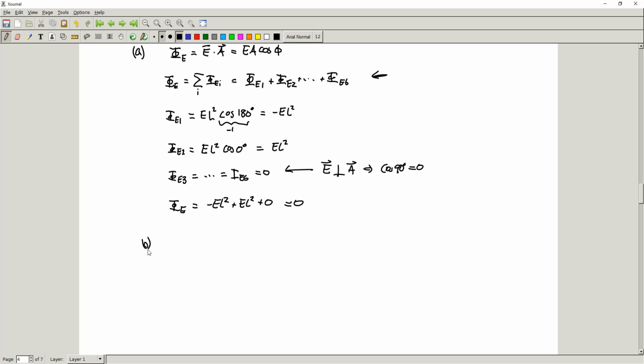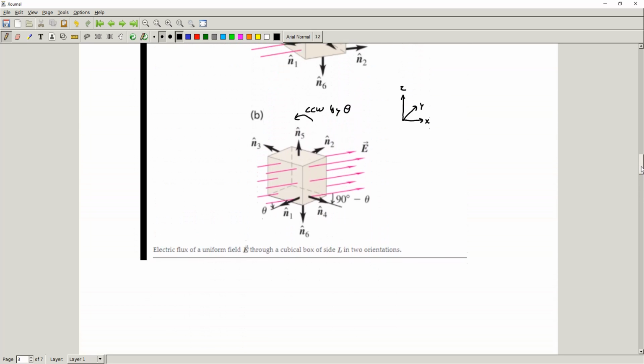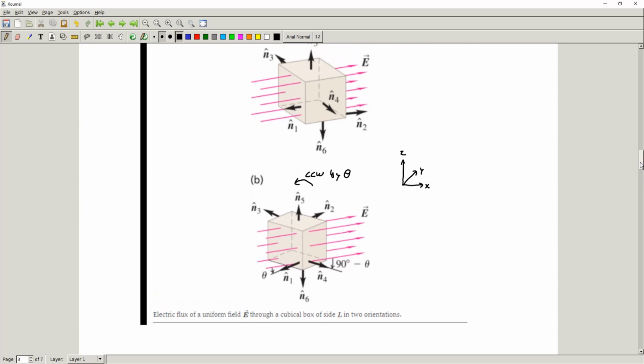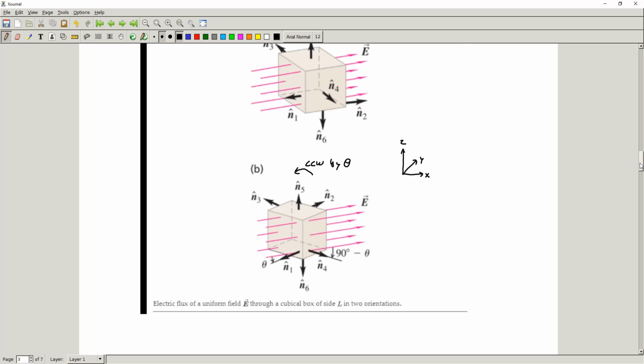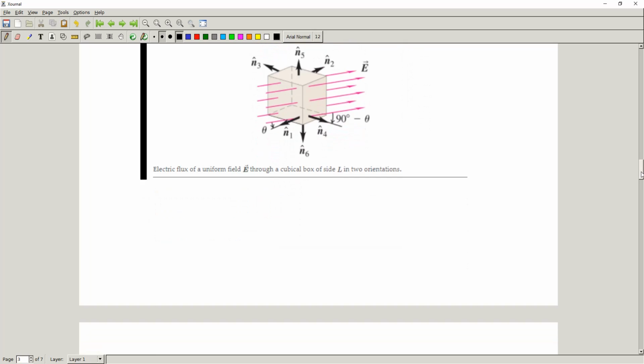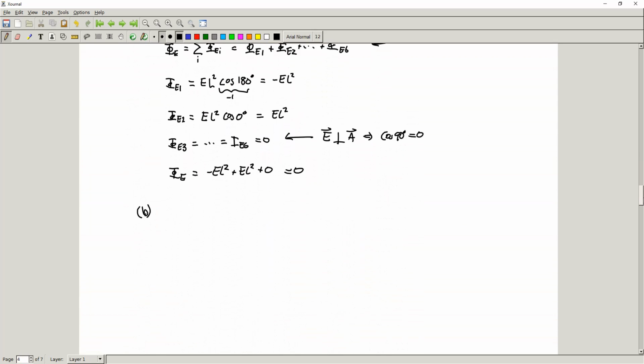So for part B, again, we need to sum up all of the contributions from the 6 different sides. We can see again that although more sides are going to contribute now, 2 of the sides that were 90 degrees to the electric field aren't anymore. Our sides 5 and 6 still are, so those are going to give us no contribution, but 1 through 4 will give us some contribution. So let's see what those are.